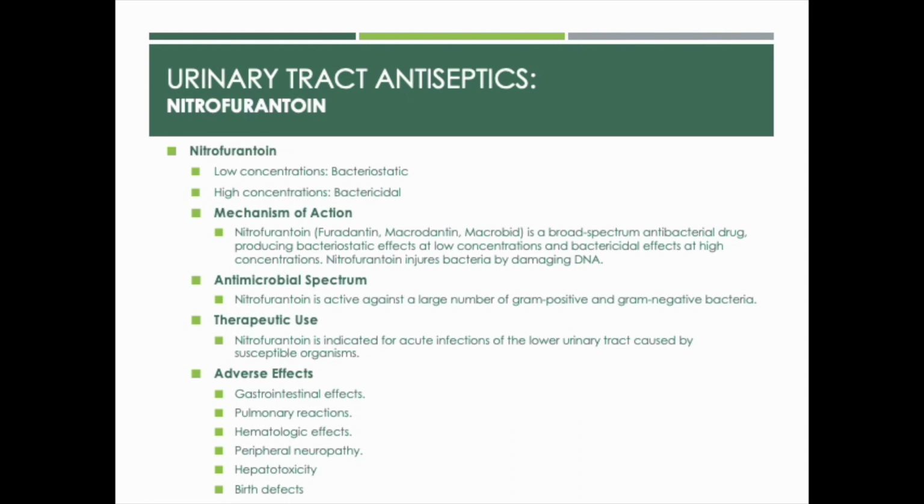Nitrofurantoin is considered the first choice drug for uncomplicated cystitis. So you might remember this or have heard about nitrofurantoin as being called Macrobid, Macrodantin, Furadantin. Those are the most common brand names. It's a broad spectrum antibiotic, and it produces a bacteriostatic effect in low concentrations and a bactericidal effect in high concentrations. I do want you to remember that, and this is why I repeated it twice.